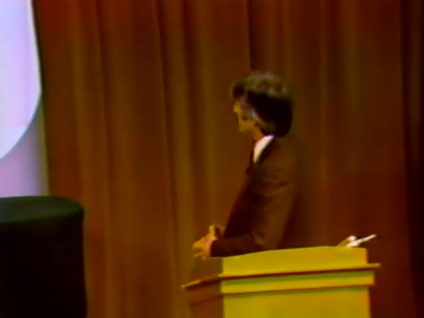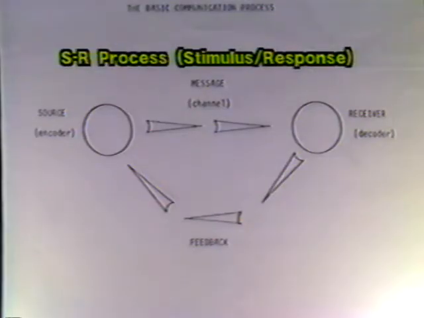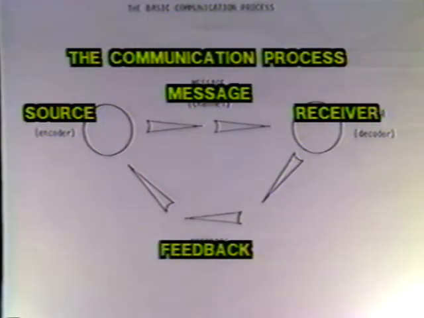On this particular graphic, you'll notice what we call the SNR process, which is the stimulus response process. It's a theory, and it applies in psychology, but it also applies in communication. In psychology, a lot of experiments are done with animals, whether it's rats or whatever, and you need to prove a theory. In many cases, in order to prove that theory, you need to get into testing stimulus and then the response to the stimulus. In mass communication, it's basically the interaction between a source and a receiver.